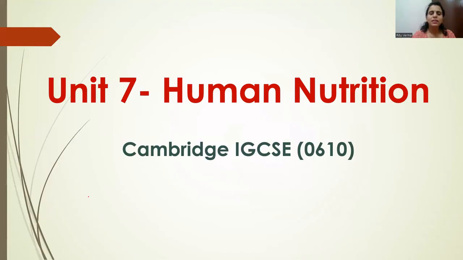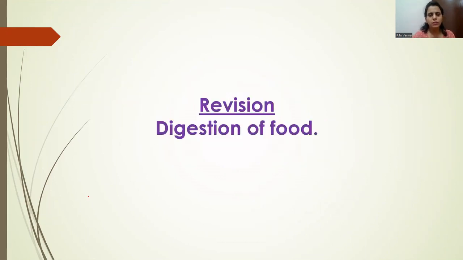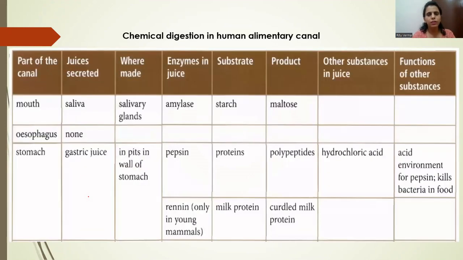Hi everyone. In this video, we are going to revise the process of chemical digestion in human beings in brief. In previous few videos, we have already discussed this entire process of digestion in human beings in detail. So let's quickly revise it. We already know that in the human digestive system, we have an alimentary canal which is around 9 meters long and it has various parts. This alimentary canal begins from the mouth.